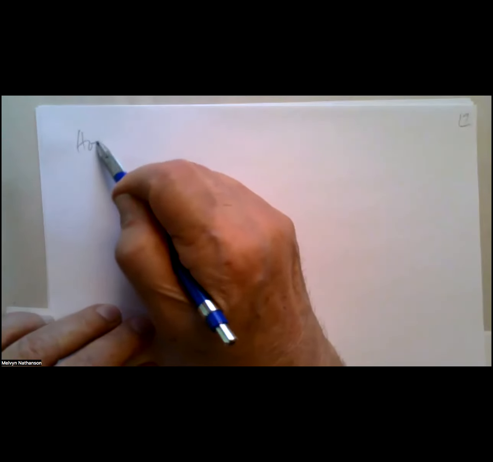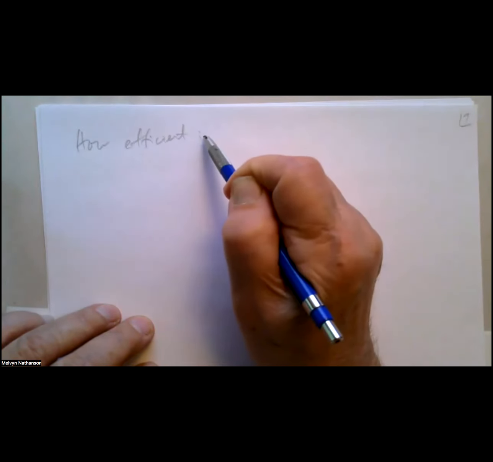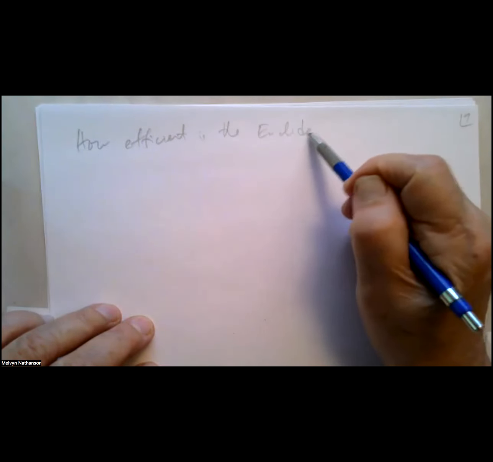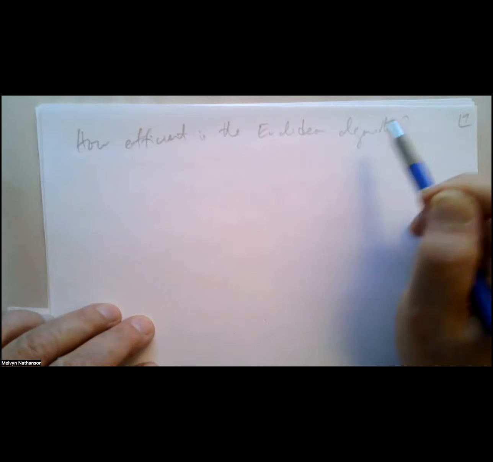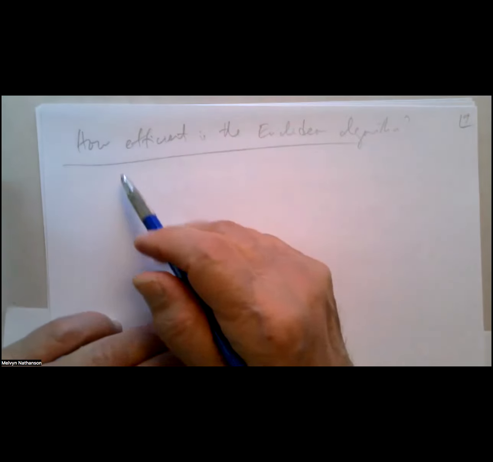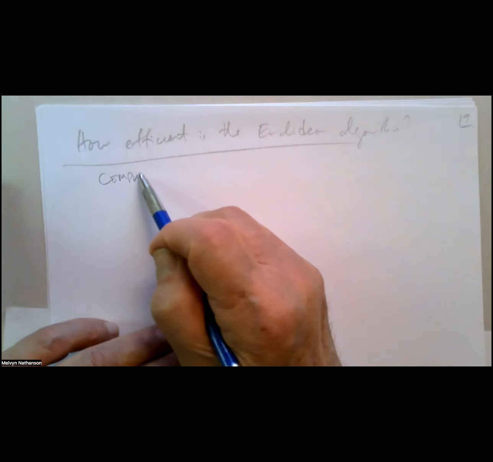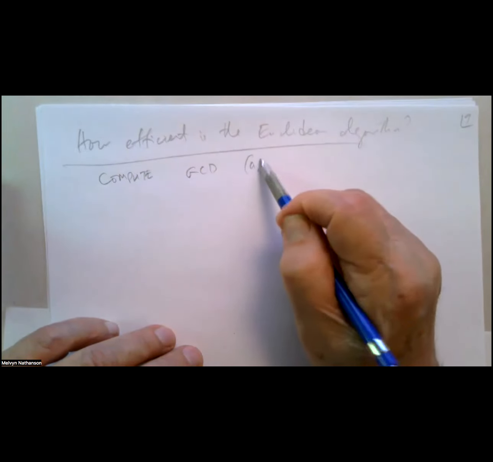So let's ask, how efficient is the Euclidean algorithm? How many steps does it take to get the answer? So let's look at this again. The problem is to compute the GCD, the greatest common divisor of A and B.